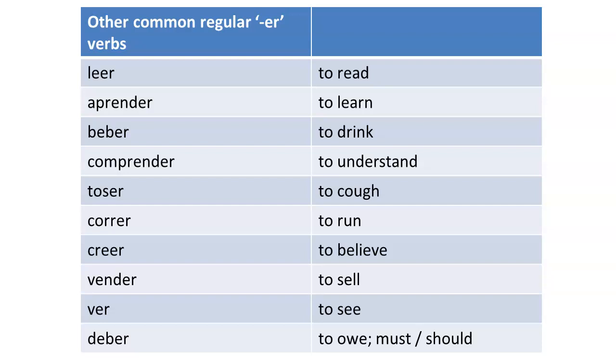Correr, yo corro, I run, I do run, I am running. Creer, yo creo, I believe, I do believe, I am believing. Ver, yo veo, I see, I do see, I am seeing. So now your ability to express yourself in Spanish has just grown by leaps and bounds.